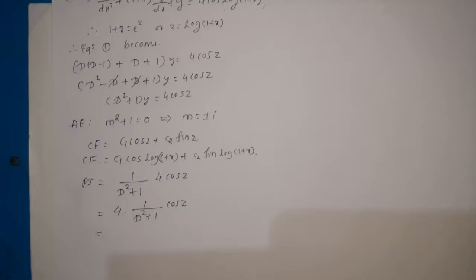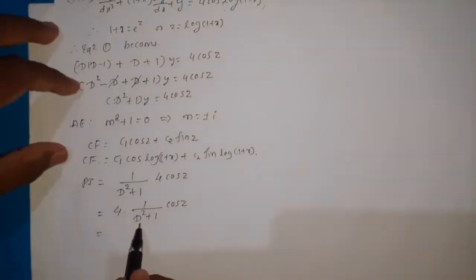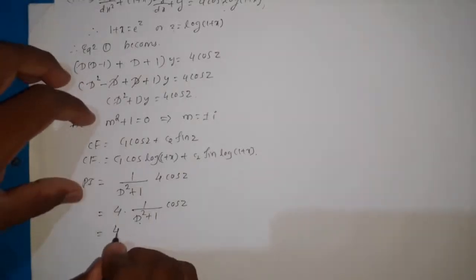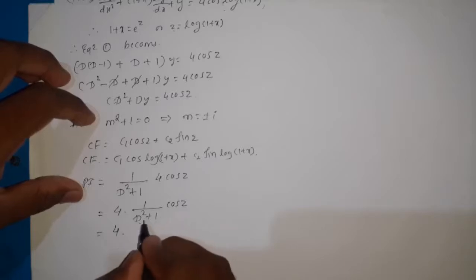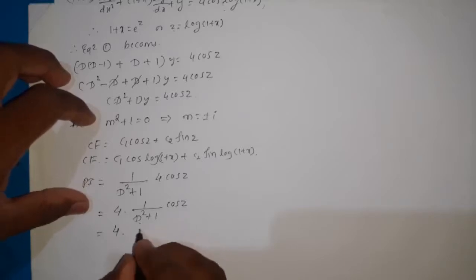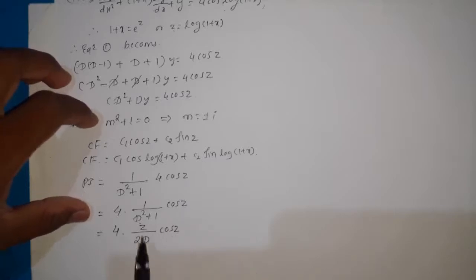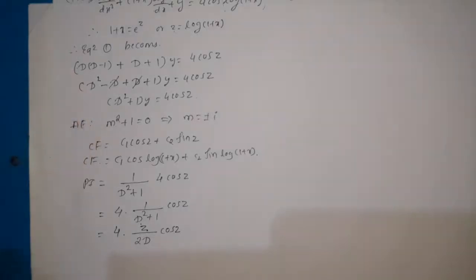So if you substitute d square equal to minus 1, the denominator becomes 0. Now it is the case of failure. In that case, 4 is constant as it is. We need to differentiate the denominator, such that z divided by 2d cos z. Here z is in the formula, because whenever the denominator is 0, then it is x divided by f dash of d, right?